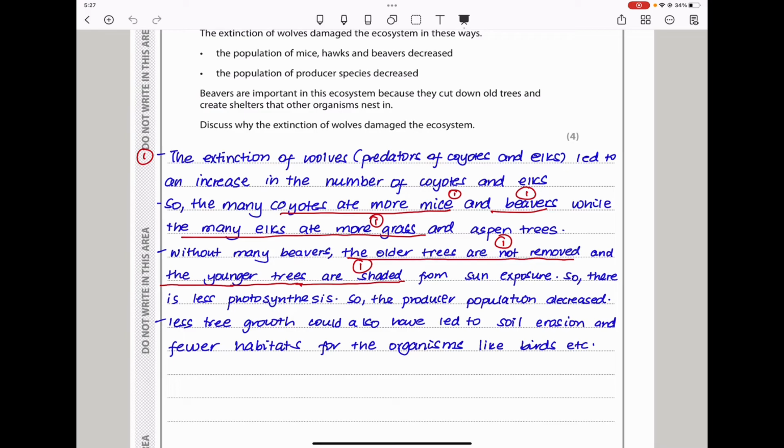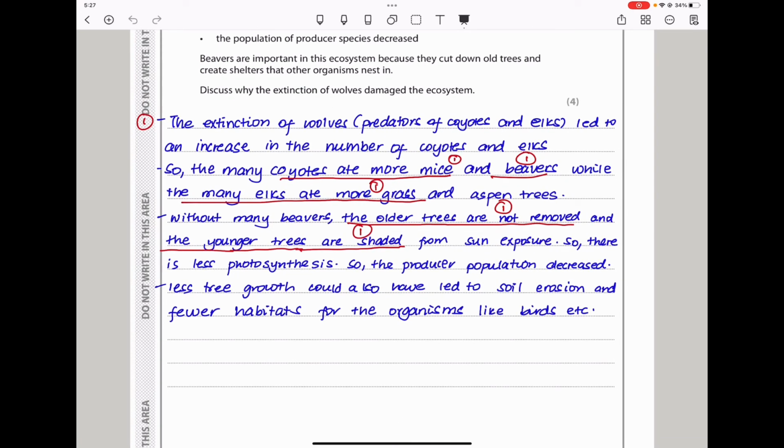Without many beavers, the older trees are not removed, and the younger trees are shaded, meaning they will not get enough sun exposure. So there is less photosynthesis, so the producer population decreased, and there will also be less tree growth that could also have led to soil erosion and fewer habitats for organisms like birds. Here for the birds, you can include the hawks. So the hawks will have less food, as well as less shelter because they do not have enough nesting sites. So that means they can also decrease in number.